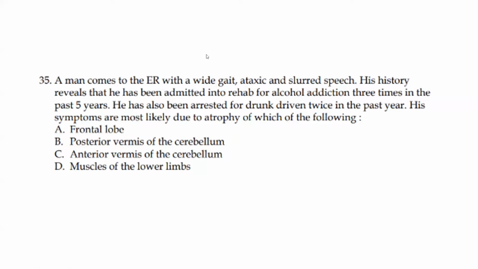Okay. So for this patient, he has a wide gait and he has ataxia. That immediately narrows down our choices to the vermis. We know it's not going to be the frontal lobe because that would result in spastic paralysis. And we know it's not going to be muscles of the lower limb because, well, A, it's neuro, you're not really expecting questions about the muscles, and B, because that would just result in weakness of the lower limbs and wouldn't really result in ataxia.